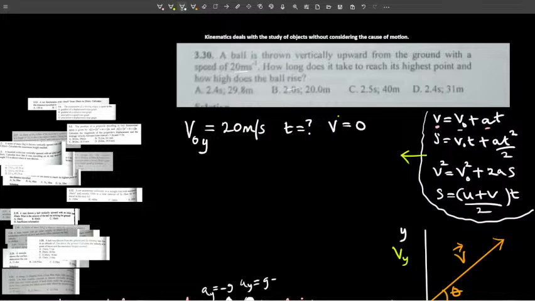Velocity of a body at the highest point is what? 0. This velocity, am I dealing with the x or y axis? The y axis, so I'll put a y here. Do you understand? Also, what else do we have? A body is thrown vertically upward. That means that we're given a hidden value. We're given ay, and ay is g, which is 10 meter per second square. But the original value is 9.82 meter per second square.